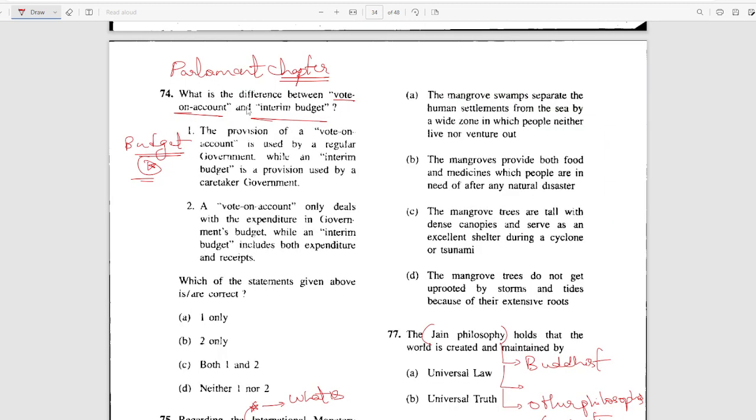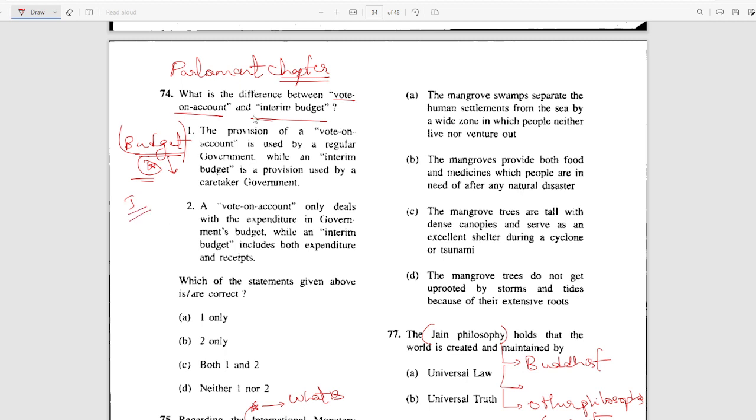The next question is, what is the difference between vote on account and interim budget? So this is about budget. So read about budget carefully. Read about all the details of the whole budget, how it is passed, how it is tabled and all, and even the components of the budget. Go through the annual financial statement of the government and see what are the areas, the items or the categories that are there in the revenue section and expenditure sections.